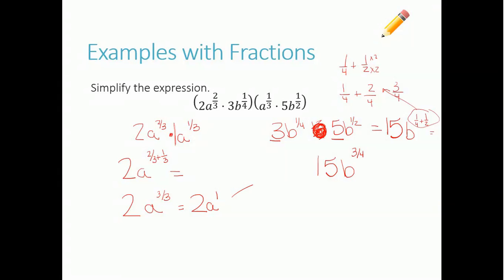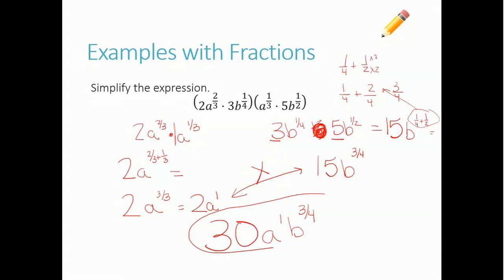Now, don't forget, these two are still multiplied by each other. I just kind of broke them apart so I could see the individual pieces. So let's multiply our numbers. 2 times 15, that's 30. And then we just get to put the A and the B right beside each other for my final answer. Because these guys are not like bases, so you cannot add their exponents. The bases have to be the same to add them together.